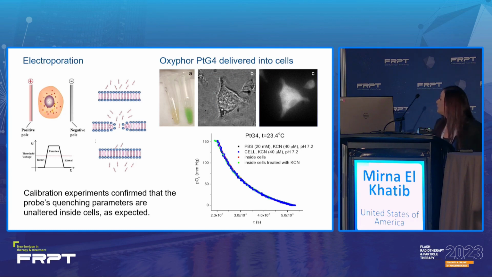In order to overcome this, we use a well-known method, electroporation, which is known to transfect cells with DNA. And we were able to incorporate our probes into the cytosol of the cell. As you can see here, the probe is uniformly distributed in the cytosol of the cell, where we can collect a phosphorescence emission. But more importantly for these studies, the calibration experiments confirmed that the probe's quenching parameters remained unaltered inside the cells, which is important because now we can actually quantify oxygen in the cytosol of the cell.